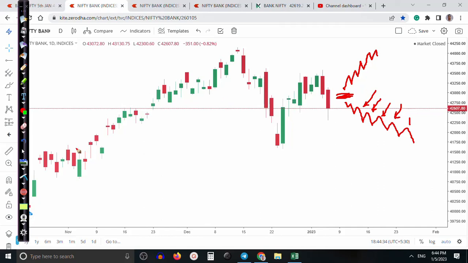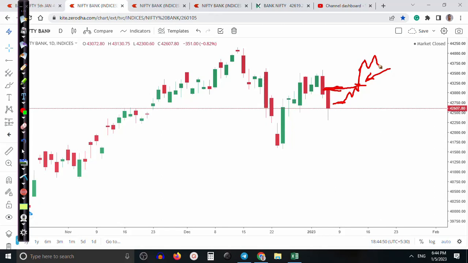Remember, if price breaks today's higher point, so suppose price opens somewhere here, and this is today's higher point, and goes up like that. If it breaks this higher point, I'll start buying in this area using the price action method. Okay. If price is not able to break this level, I'll focus on the sell side only. All right. I'll focus on the sell side only.